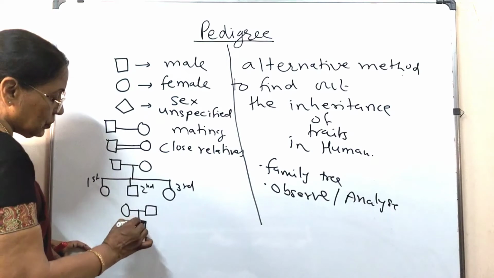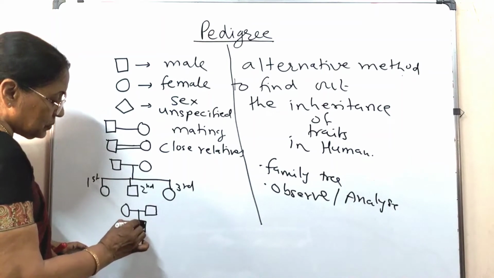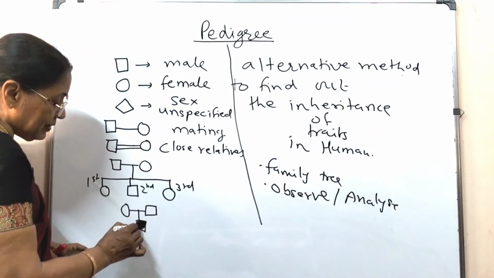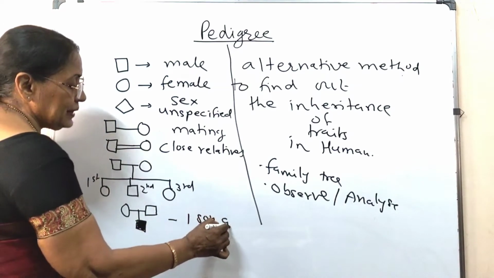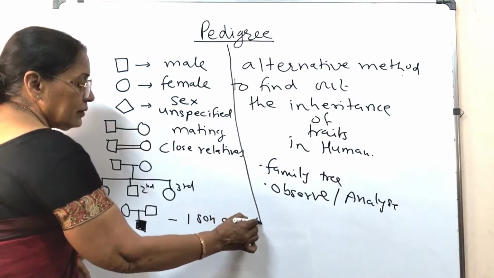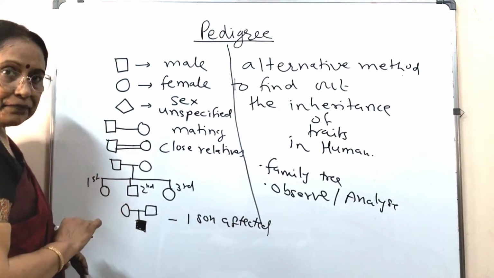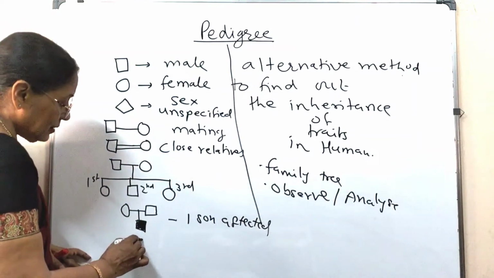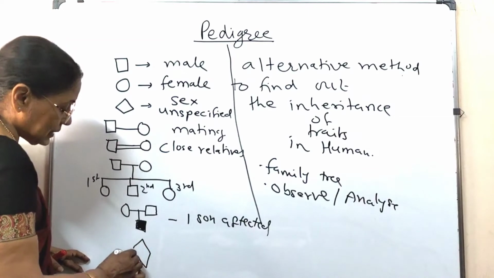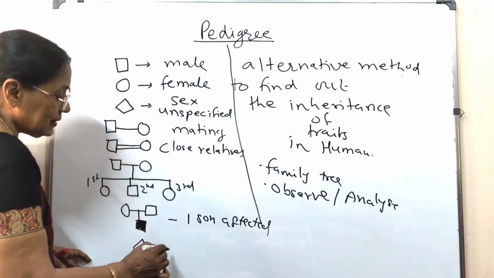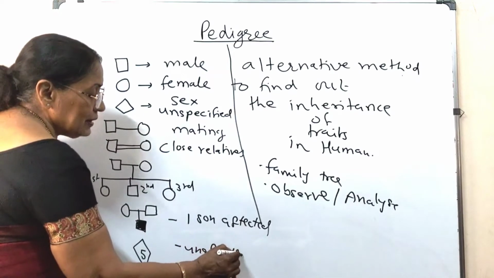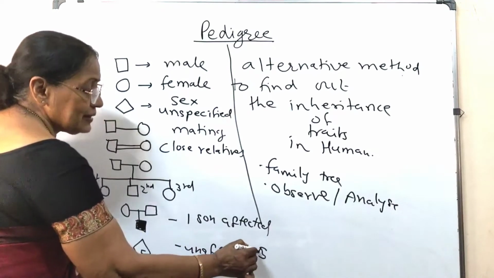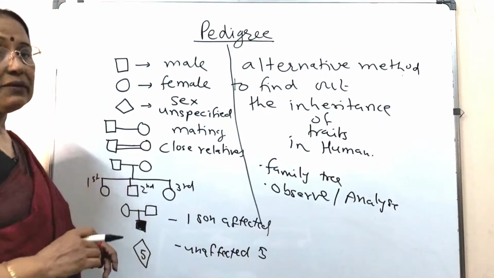Okay. And this symbol shows that these two, husband and wife, are having a son. We see one son affected. This is affected. Then if the symbol is such, this is unaffected. This is unaffected. That's it. These are the various symbols.